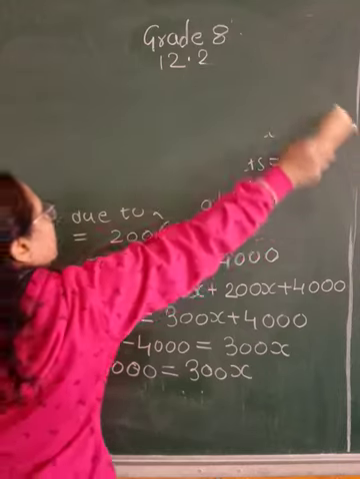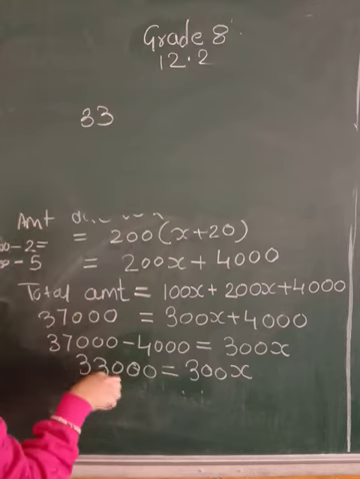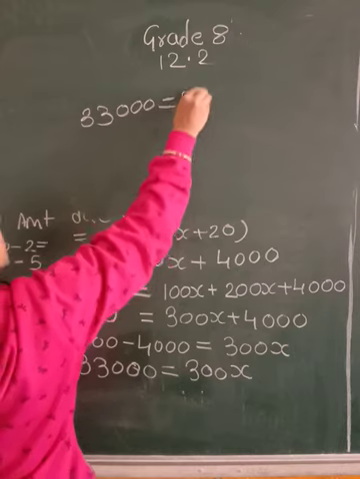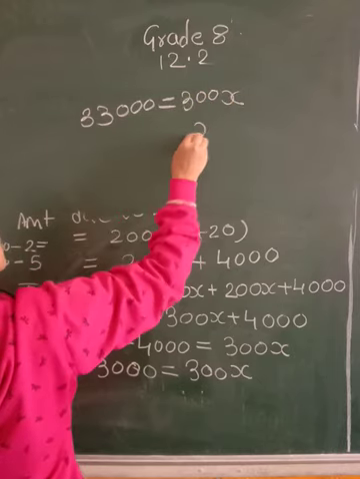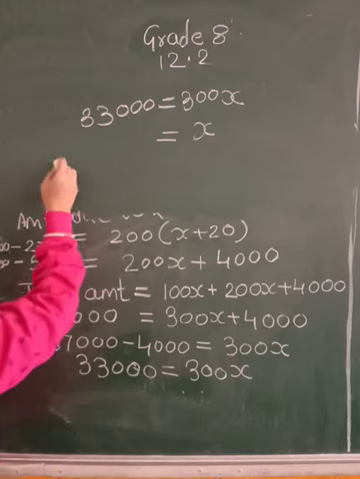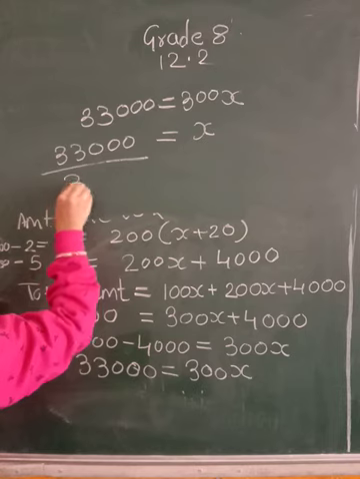So up till here you have understood. Now see, we have 33,000 is equal to 300x. I have to find the value of x. Between 300 and x there is multiplication. If I shift it, it will become division. So it is 33,000 divided by 300.